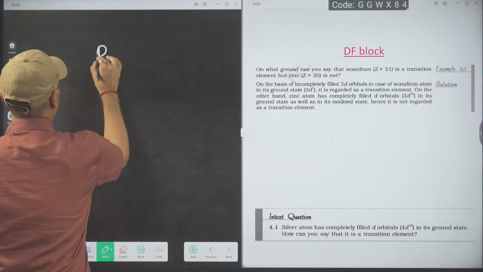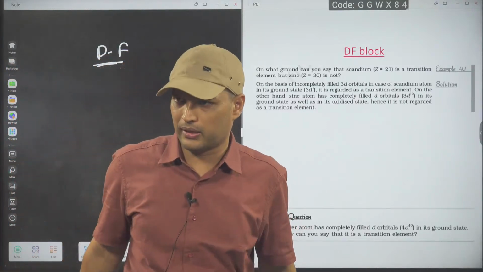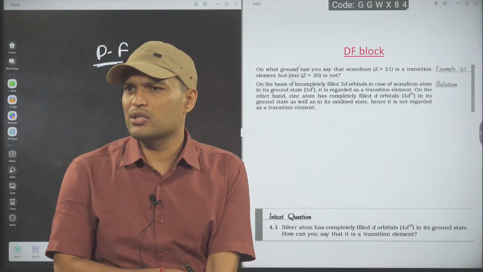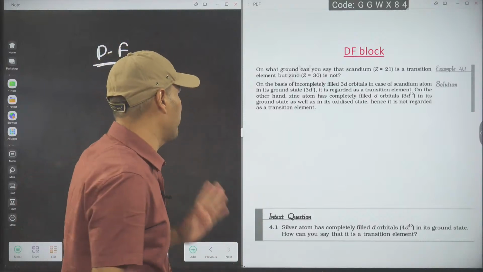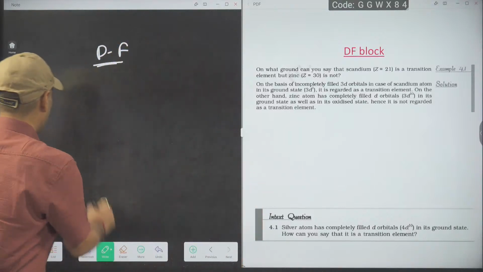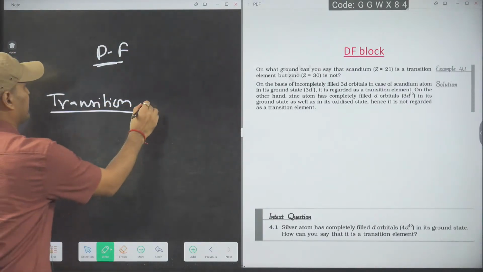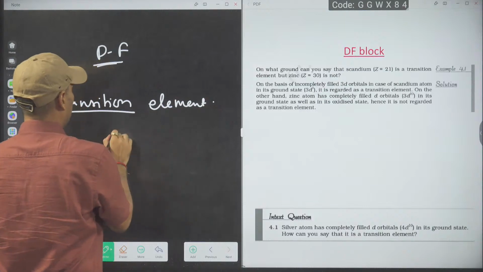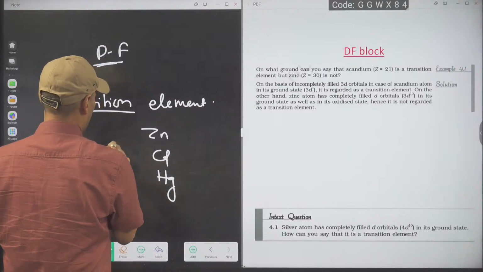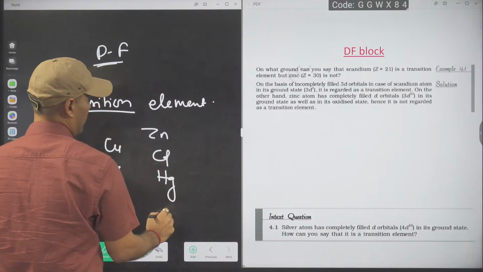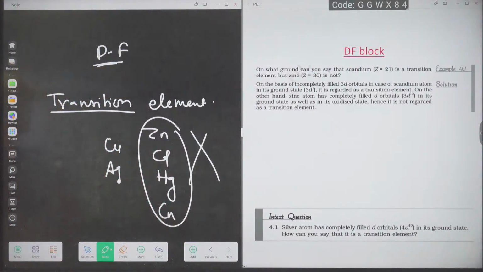So now we will go to the next point, that is D and F block. Now see, D and F block is totally an understanding topic. After teaching also in class, people are facing many problems. So we will highlight a few points which came in your paper also. Like everyone knows the definition of transition element. Zinc, cadmium, mercury, copper, silver, gold. These were important or not? So zinc, cadmium, mercury, copernicium, they are not transition elements.